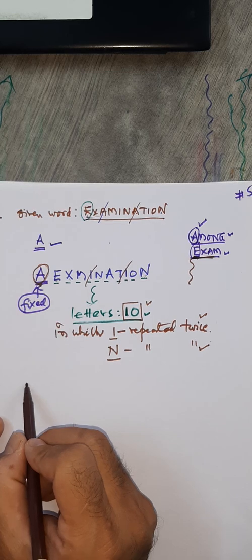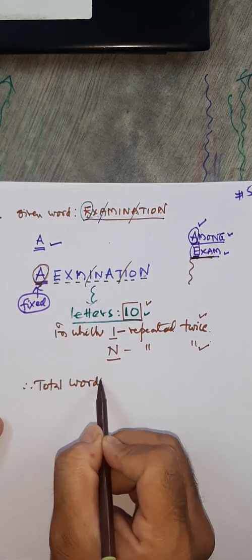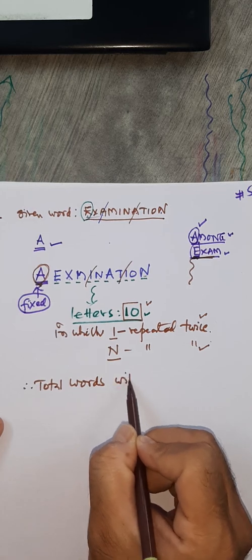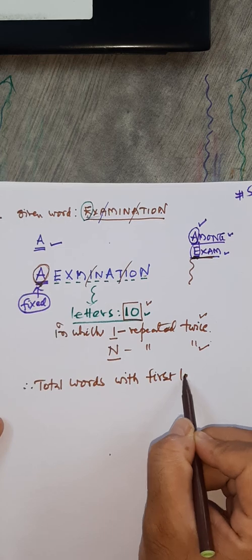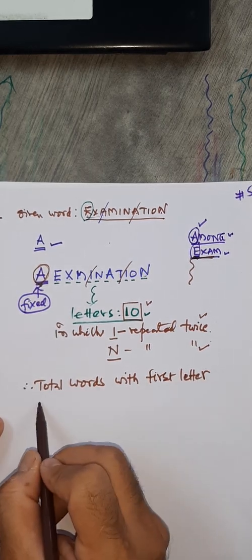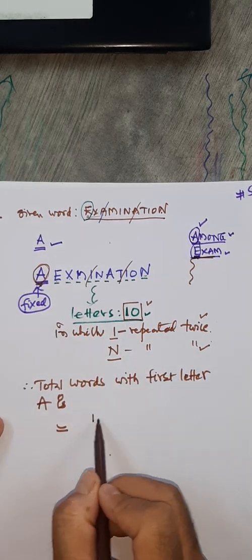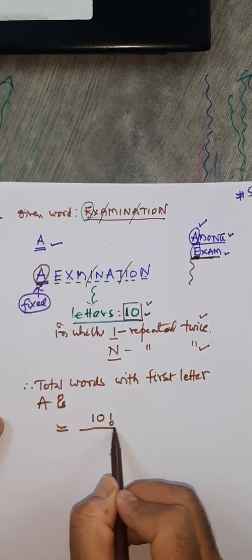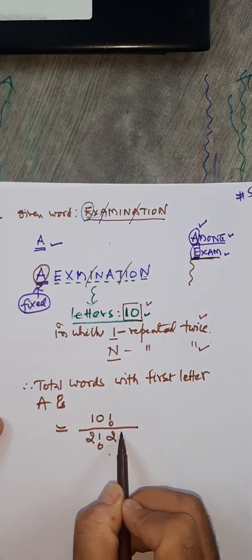So how many ways this can be done? You know, total words with first letter, देखो आपने fix कर दिया, first letter A is equal to total words कितने हैं? 10 factorial upon I repeated how many times? 2 times. 2 factorial, 2 factorial.